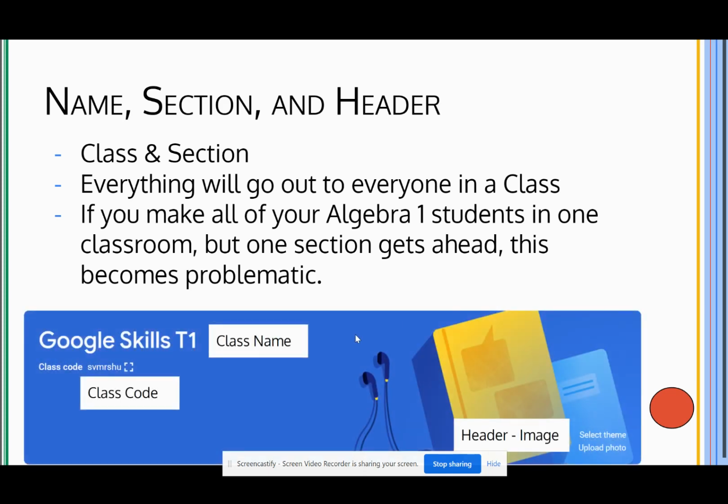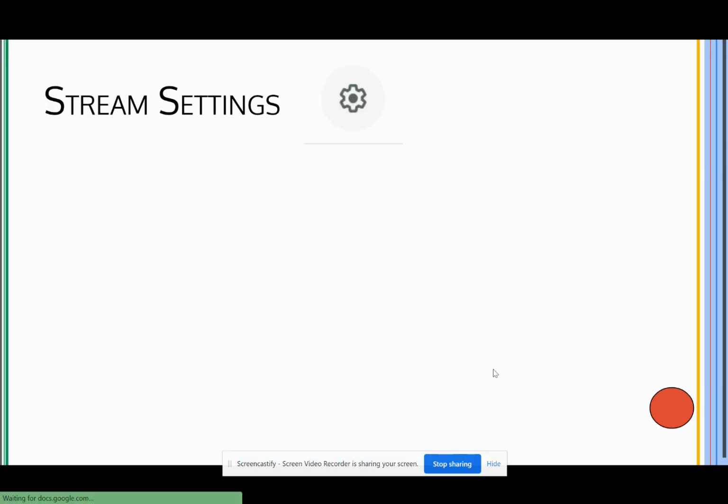When you create your class, I have a Google Skills Trimester 1. That's my class name. My class code is SVMRSHU. And then this is my header image. And finding a good header image that's going to be different than all of the rest of their classrooms is actually a really good idea, especially if you can find something with a pretty unique color that goes with it.